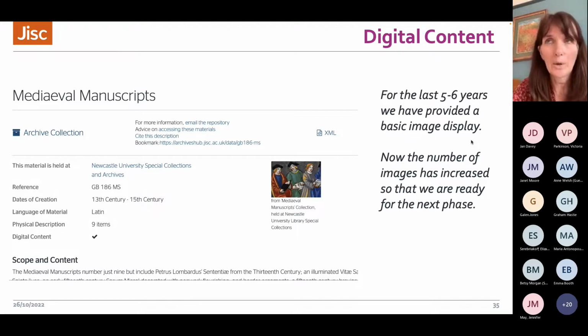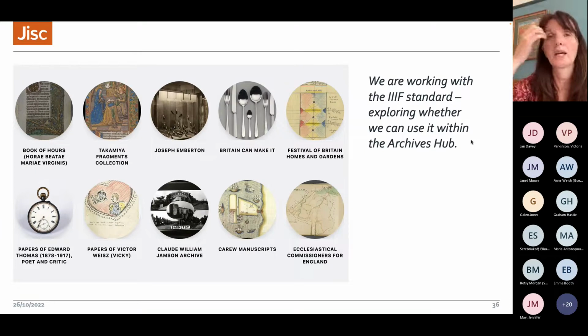We are now in our innovations moving towards using IIIF, which many of you will know about, the image interoperability framework, and we're doing work with some participants and contributors around actually starting to use IIIF and bring our images to the forefront, because now we feel there's enough images on the hub that we can start to do that. So that's going to be quite exciting.